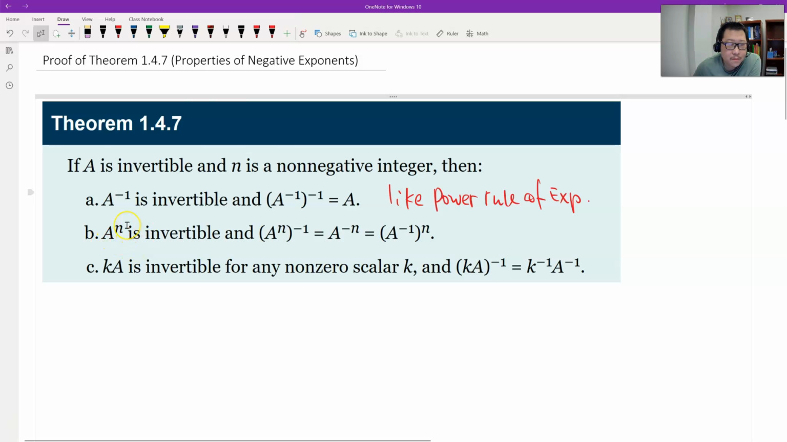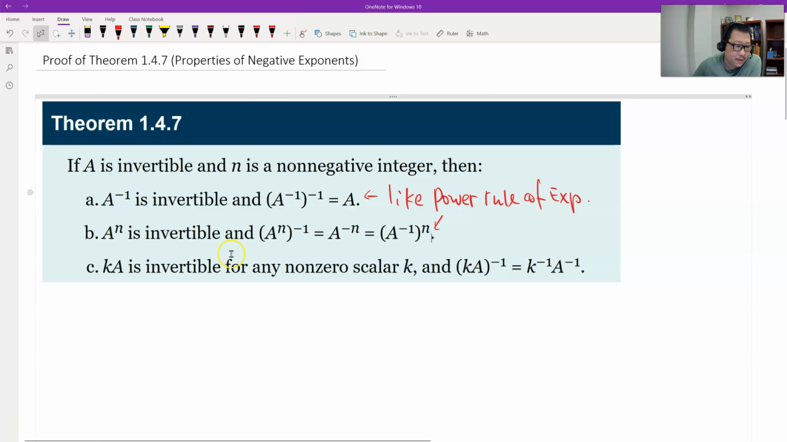A raised to the nth power, which is n A's multiplied together, is also invertible, and the inverse is the power of n, the power of a power, like the power rule again. So we can switch the order. Therefore, we have to verify that the inverse times A raised to the nth power equals the identity. It is the same for both.